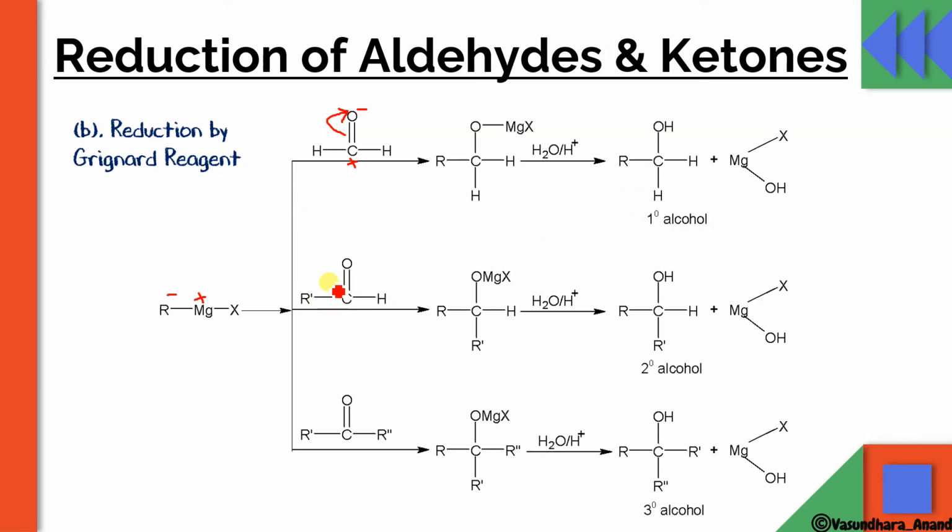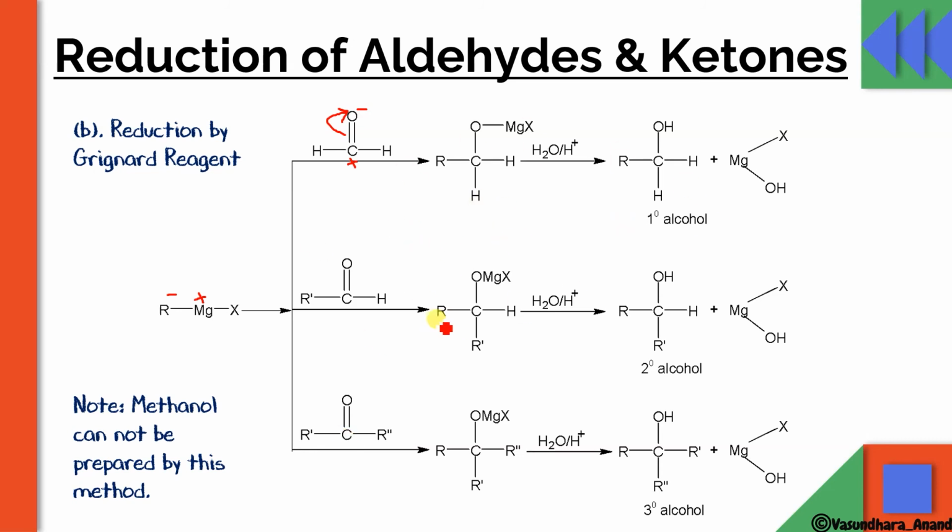That means whenever it reacts with formaldehyde, it is giving a primary alcohol. If it is reacting with acetaldehyde, it will give a secondary alcohol. And if it reacts with a ketone, then it will give you a tertiary alcohol. So Grignard reagent basically, as I told you, acts as a reducing agent. So it reduces the aldehyde into alcohol. Depending upon the type of aldehyde, it will give you primary, secondary and tertiary. Note, methanol cannot be prepared by this method.